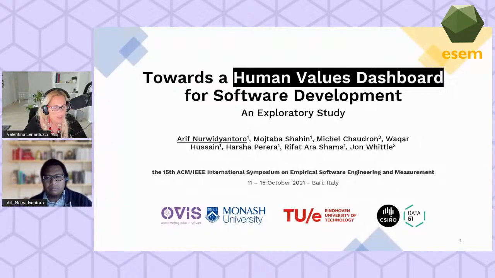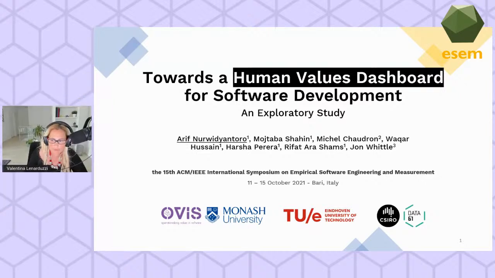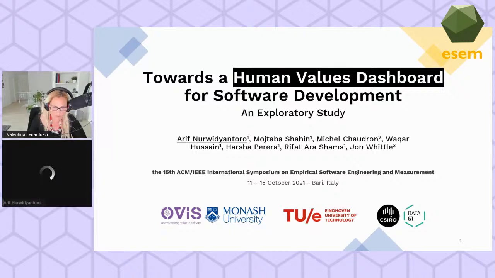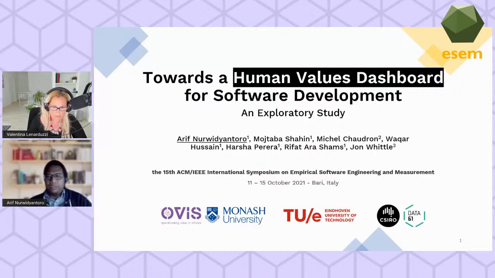We will have the third paper, so the second technical paper of this session, presented by Arif Nurwidyantoro. Sorry if I don't pronounce your name correctly. And the title of the paper is Toward a Human Values Dashboard for Software Development: An Exploratory Study. Arif, the stage is yours. Thank you for the opportunity to present our work.